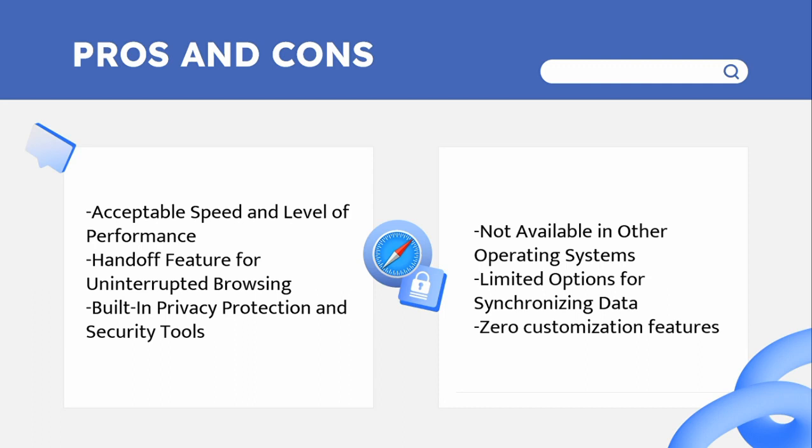Next is built-in privacy protection and security tools. This browser also has several privacy-related features and tools. And meron siyang standard privacy browsing model that prevents web trackers, pop-up blocker, and a JavaScript blocker. Meron din siyang privacy report tool that is based on intelligent tracking prevention technology that uses machine learning to block cross-site tracking without losing website functionality.